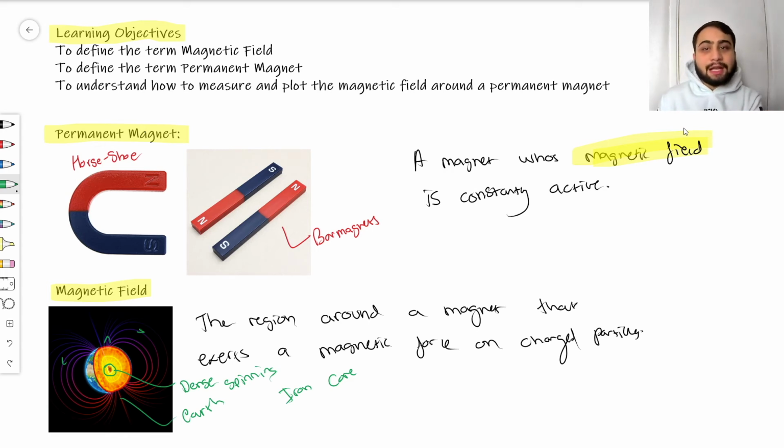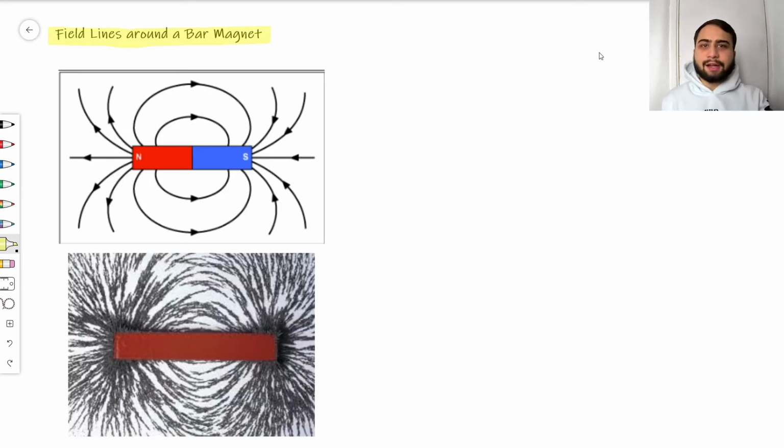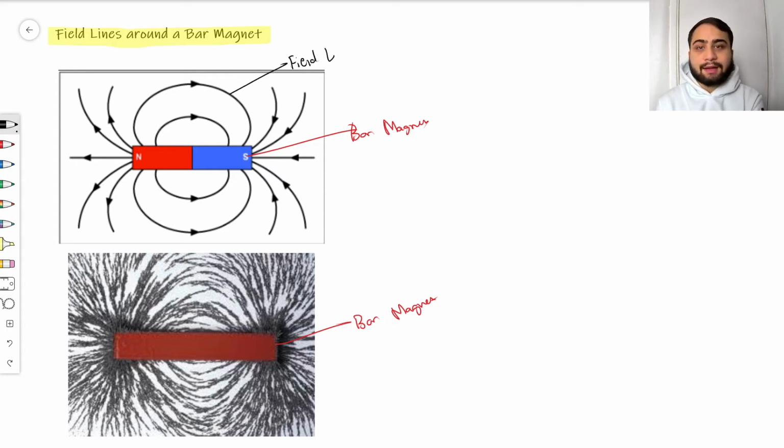Okay, so now you understand what a permanent magnet is and what a magnetic field is. Now let's have a look at how we actually show and measure this magnetic field around a magnet. So I have here our bar magnet. Let's label that bar magnet, and it's also the same at the bottom here, bar magnet. And I can see these lines going around the magnet itself. These lines here are called field lines, and it's in the name what they represent. They represent the magnetic field around a magnet.